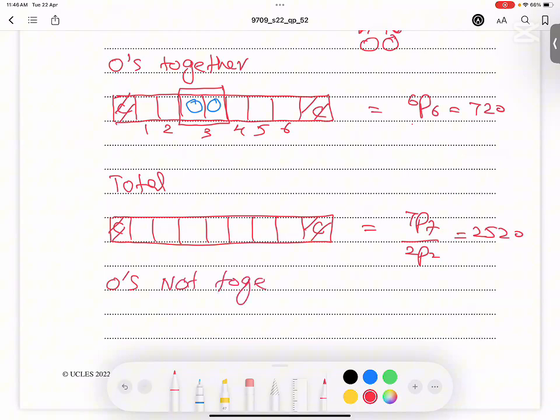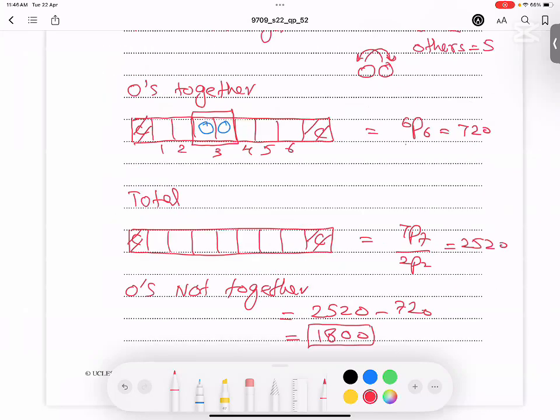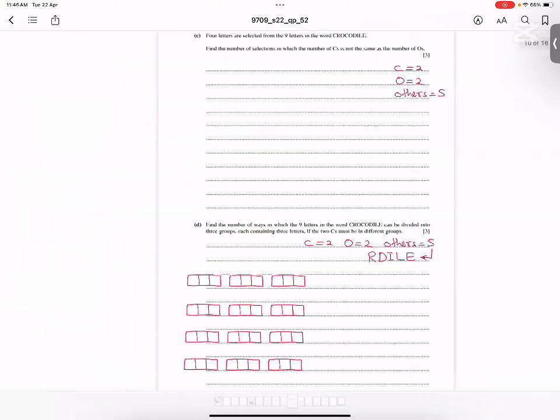So how can we get the answer when O's are not together? From total options, subtract when they are together. So the answer is 2520 minus 720. So when I subtract 720, my answer is coming 1800. I hope the concept is very clear. And let's go for the next part.